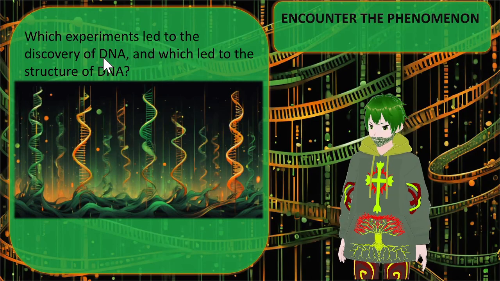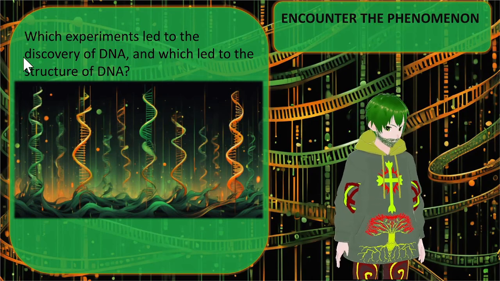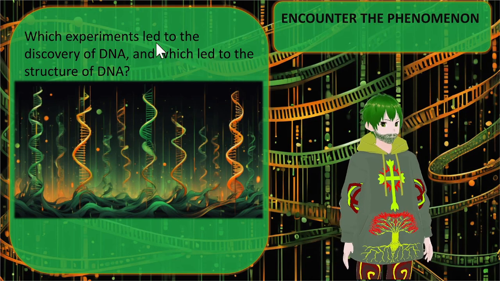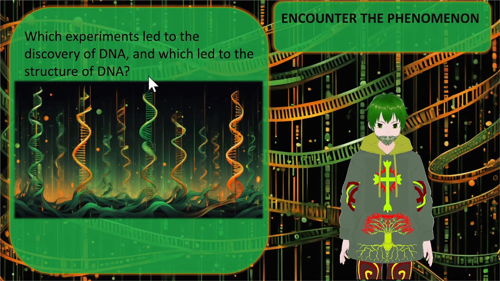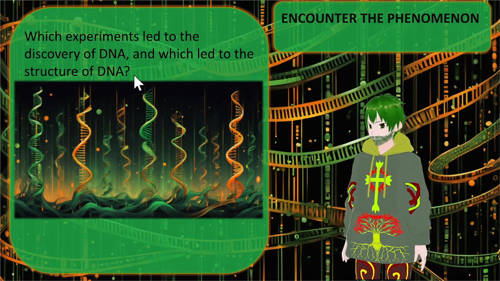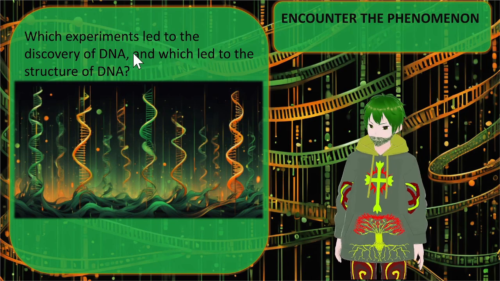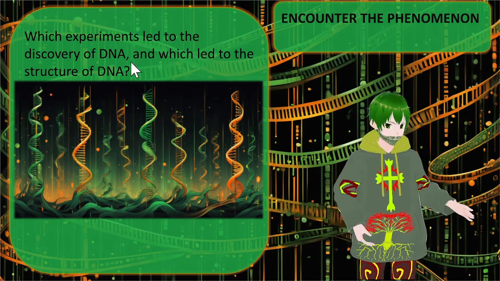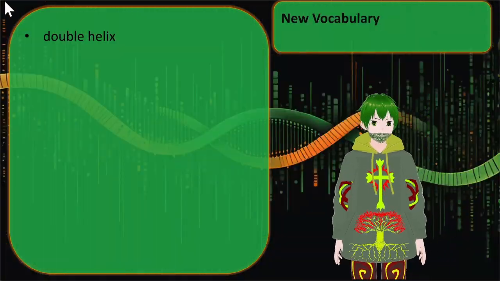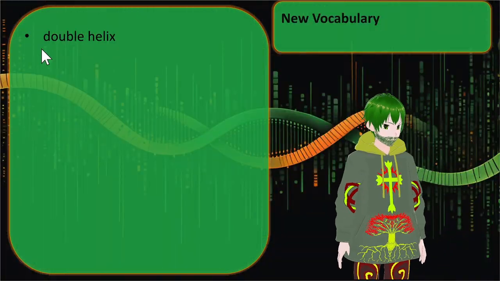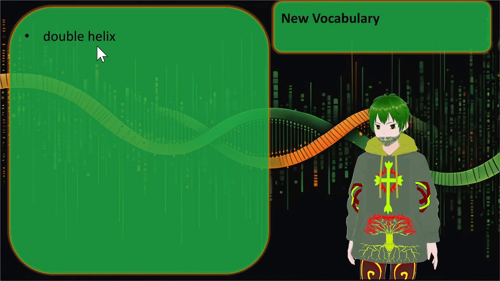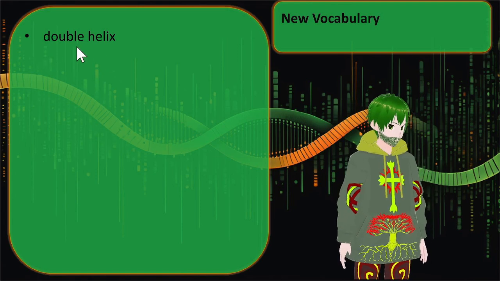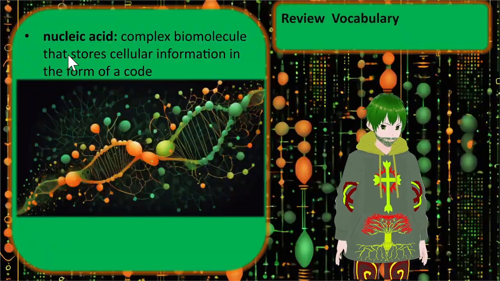And the question for this particular lesson, not just the entire unit, is which experiments led to the discovery of DNA and which led to the discovery of the structure of DNA. So we're going to be looking at experiments here. Get ready for some nerdy stuff. It's going to be great. Our new vocabulary for today is going to be double helix, something I think I've already said previously in one of our earlier modules, but if not, double helix is the term for today.